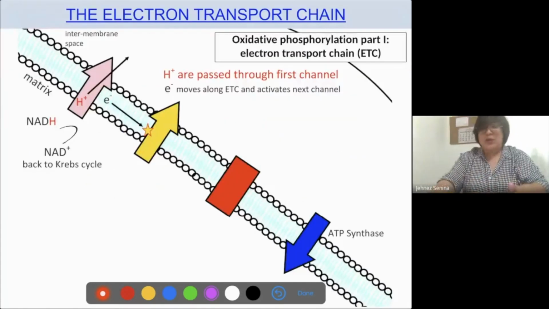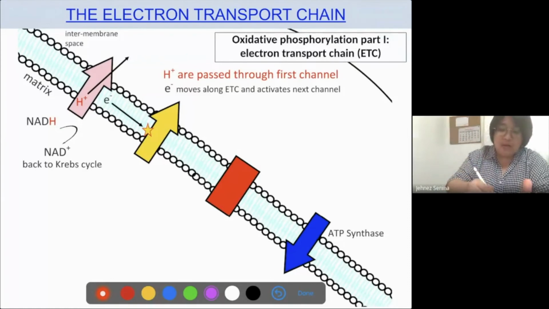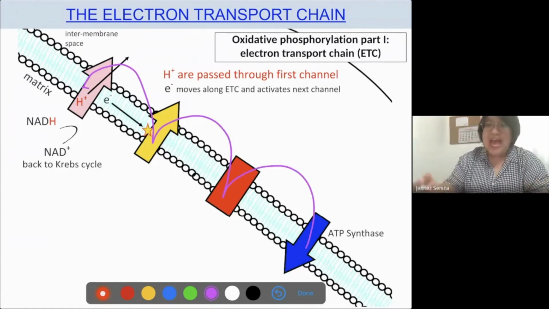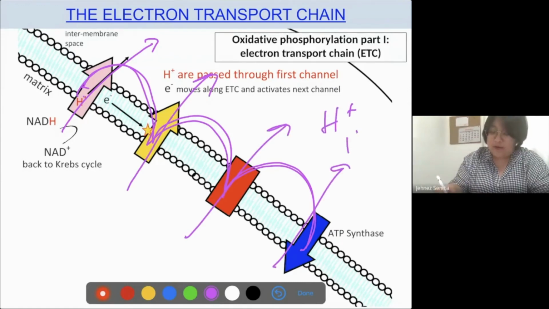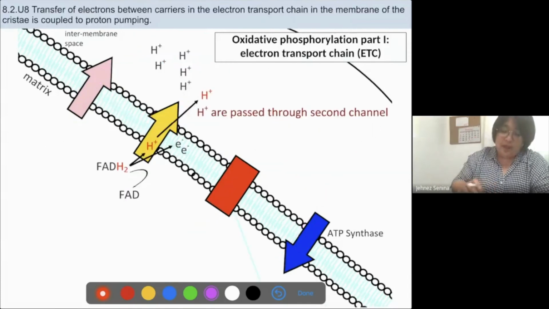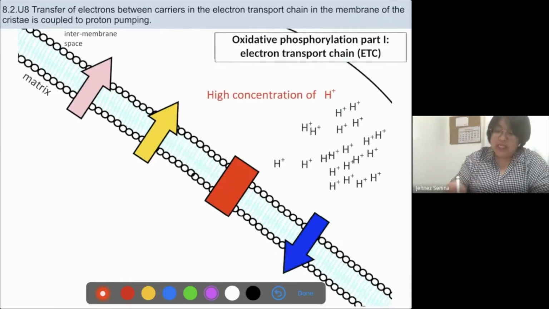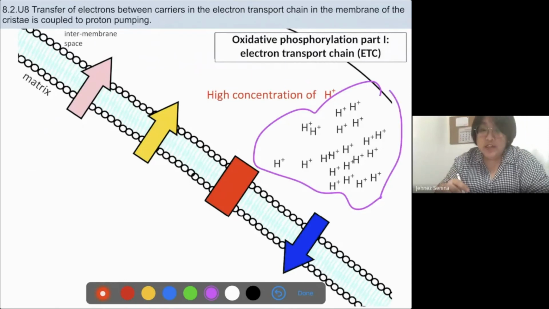For this one, we really need the animation. So oxidative phosphorylation is made up of two steps, electron transport chain and chemiosmosis. Electron transport chain is basically the movement of electrons from carrier to carrier to carrier. How is that important? Because as it moves from carrier to carrier, it gives energy to these proteins to pump protons out. That will keep happening until what do you form? A concentration gradient.